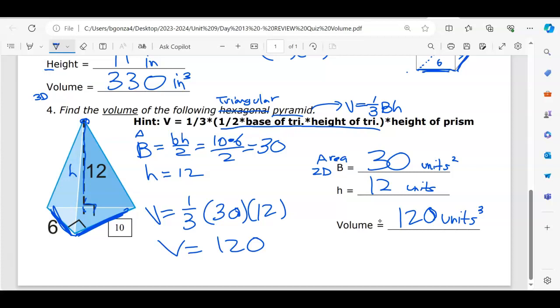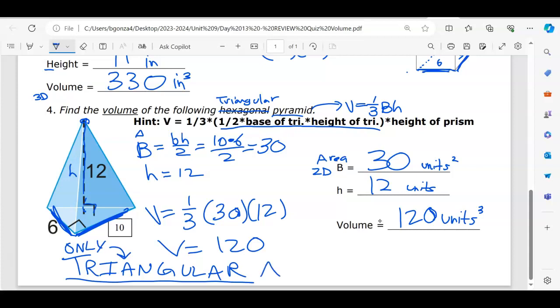1/3. Now this is triangular, okay? If you have a different shape for your quiz, you got to be careful. What I just did is only triangular on the base. So if you have a different base shape, then you're going to have to do a different base area. Please be careful. Use your notes, okay? All right. Finish this study. Bring it to the quiz Friday.